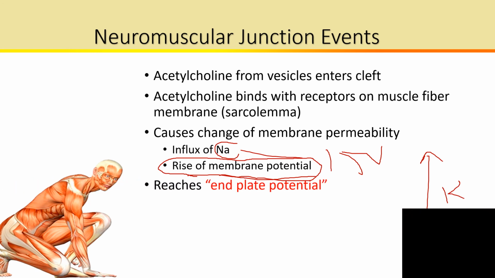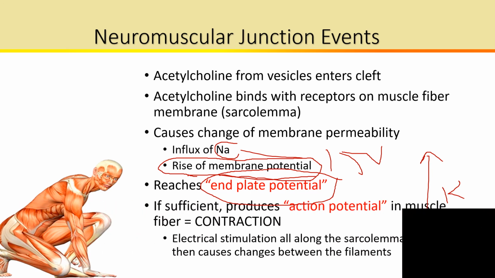Okay. Eventually there's enough of an electrical change to create what's called an end plate potential. The end plate potential is a strong enough electrical signal to cause that muscle fiber to contract. If that end plate potential is sufficient, it produces what's called an action potential. The action potential is basically that electrical activity that now spreads along that whole sarcolemma to stimulate the whole muscle fiber and cause my actin and myosin to do their magic by overlapping each other, and that's what we call a muscle contraction.